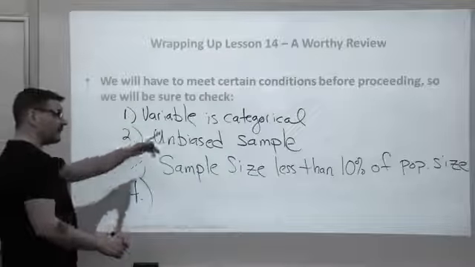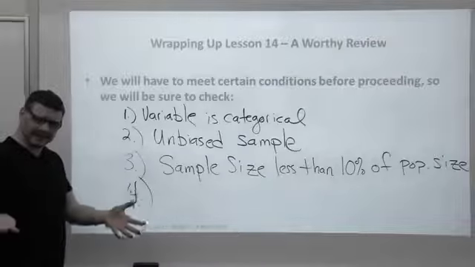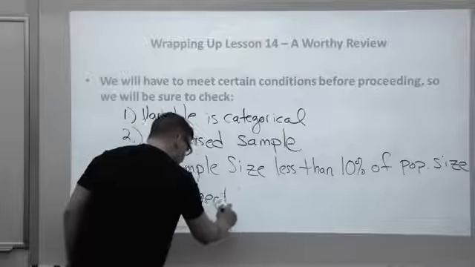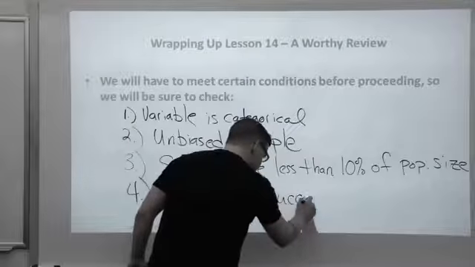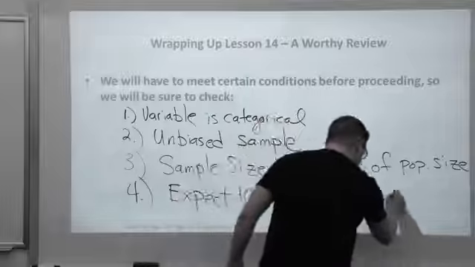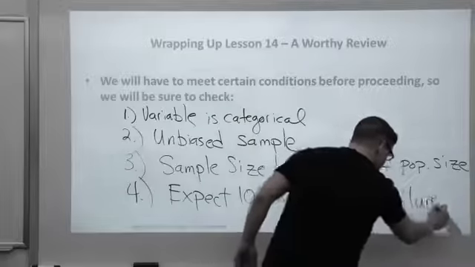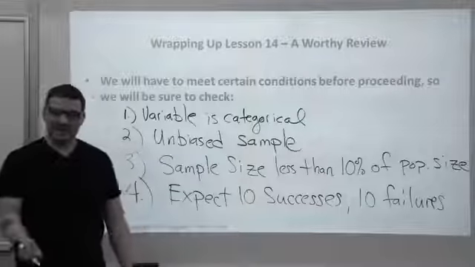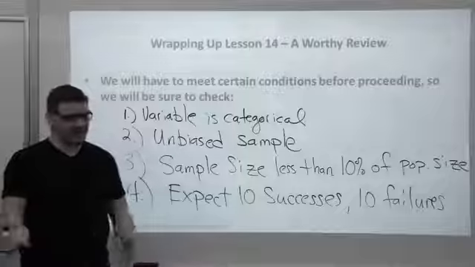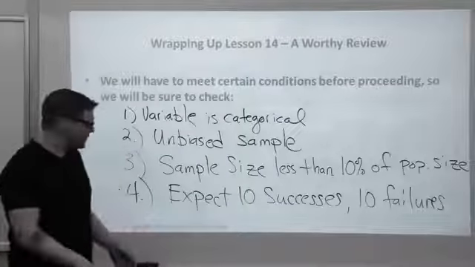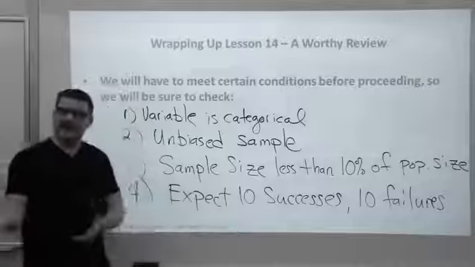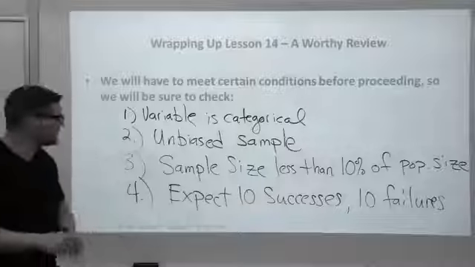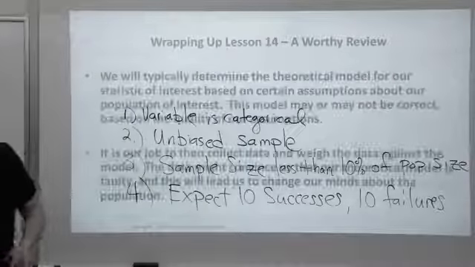And then finally, for that categorical variable, I need to expect at least 10 successes and 10 failures. If we're going to arbitrarily label a success as a house has a gun, I don't know if that's a success or a failure, it probably depends on your worldview, but I need at least to expect 10 homes with guns and 10 homes without guns, right? It's arbitrary which one I call success and failure. All right, we've always got to check those.